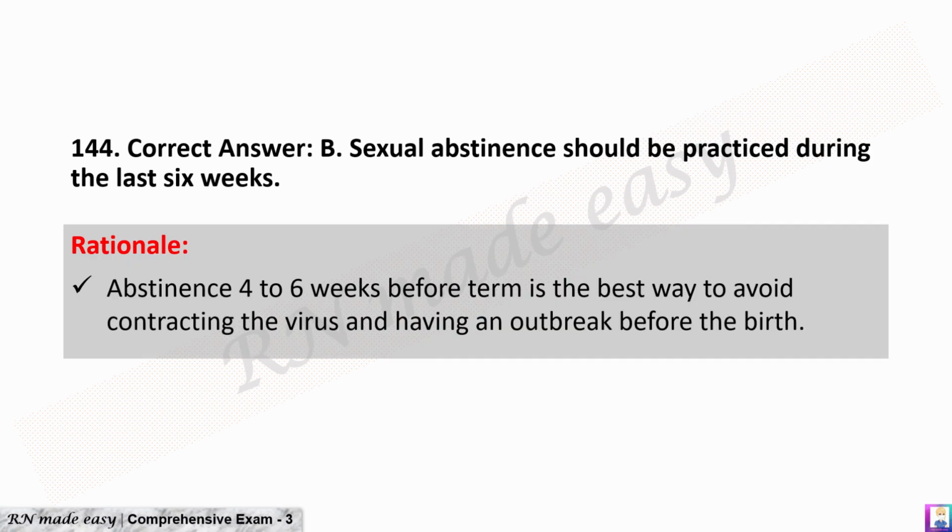The correct answer, B. Sexual abstinence should be practiced during the last 6 weeks. Rationale. Abstinence 4 to 6 weeks before term is the best way to avoid contracting the virus and having an outbreak before the birth.